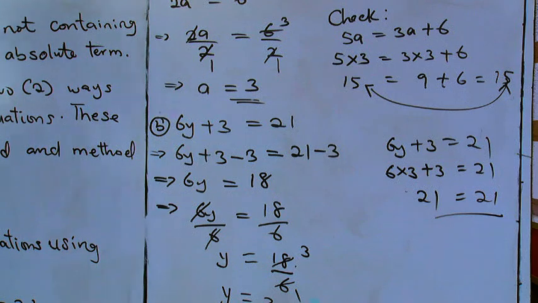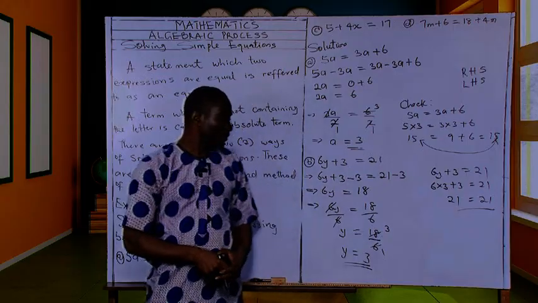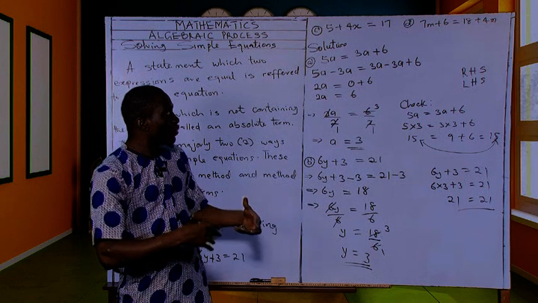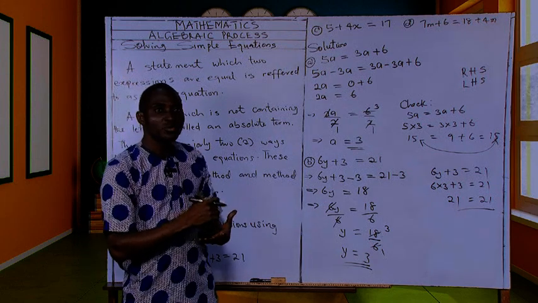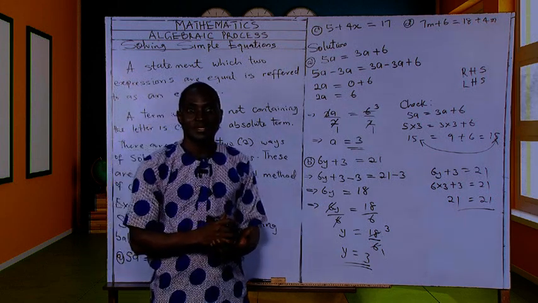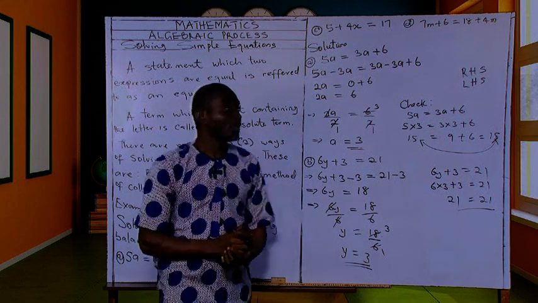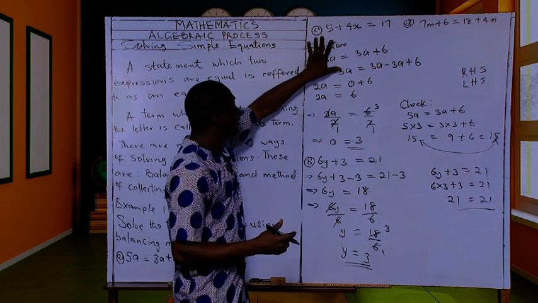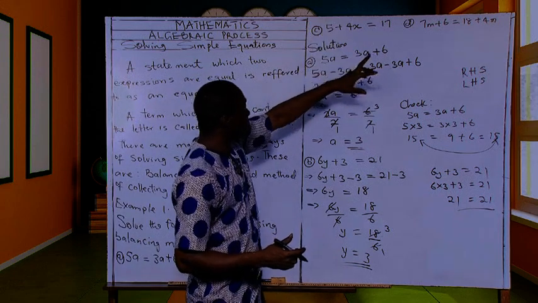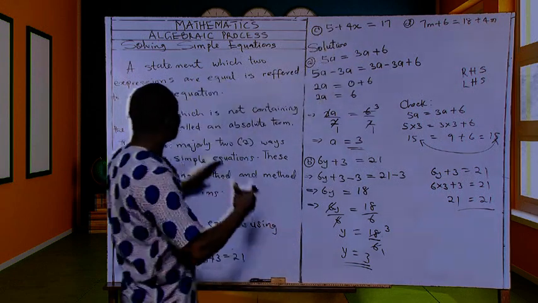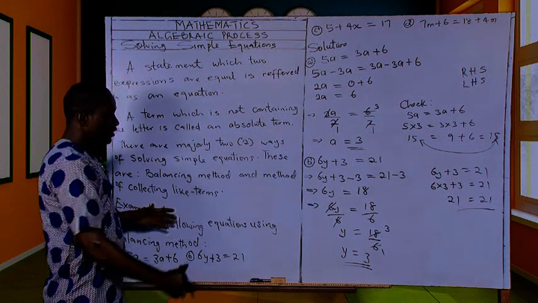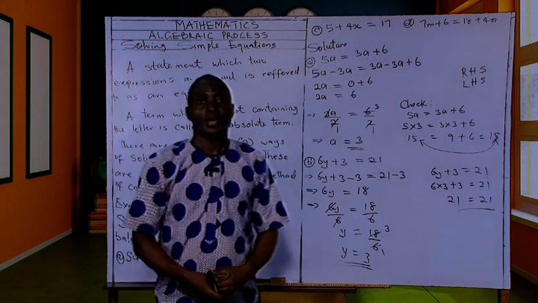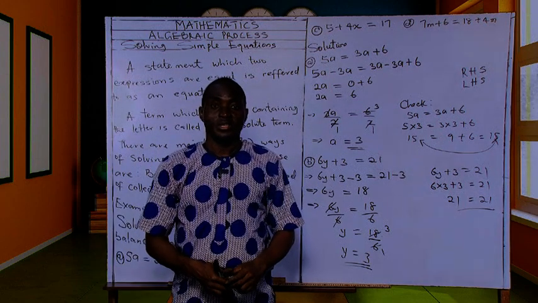I hope you understand what we have done so far. This is how to solve simple equations using the balancing method. Now let's move to the next question, letters C and D. We'll be rubbing this side for us to continue with the solution. Stay tuned.